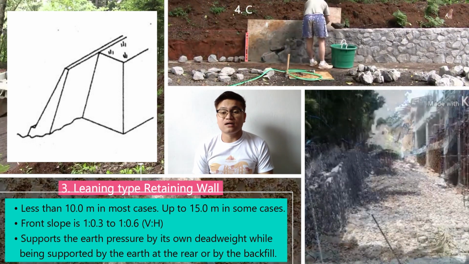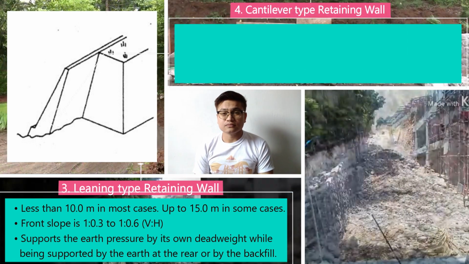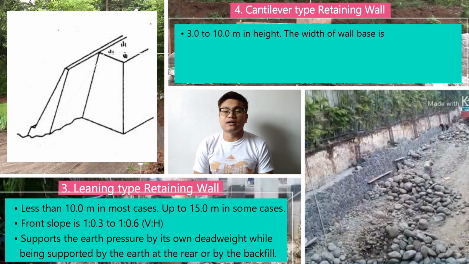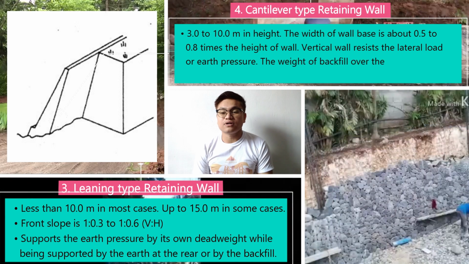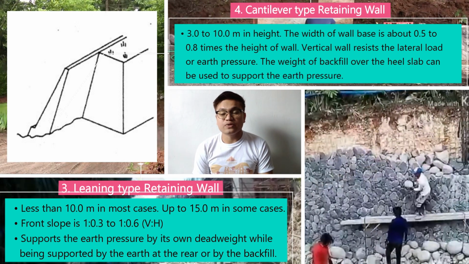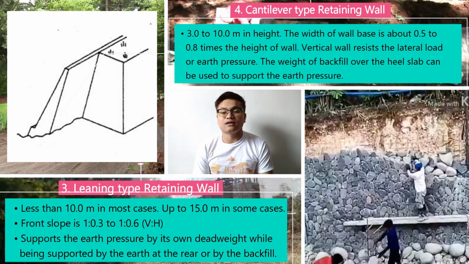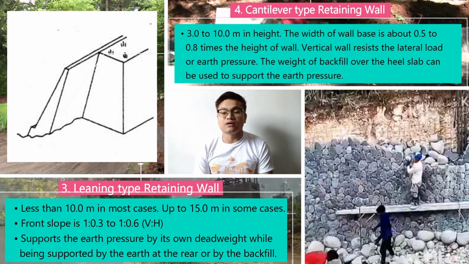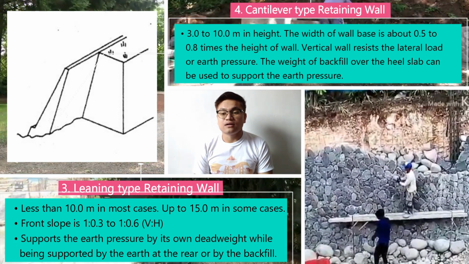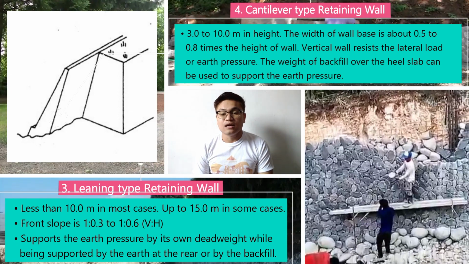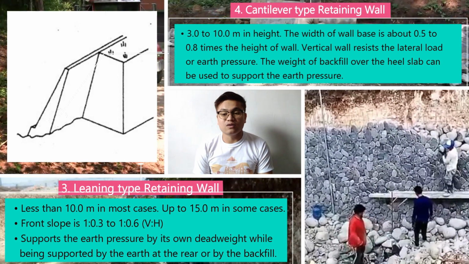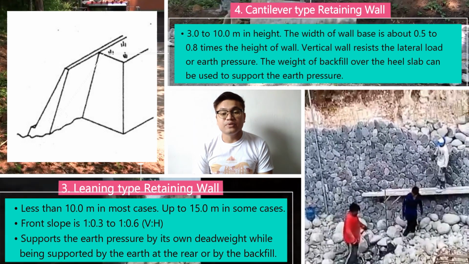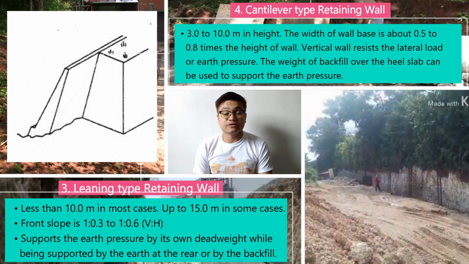Number 4 is cantilever type retaining wall. Normally the height is 3 meters up to 10 meters. The width of the wall base is about 0.5 up to 0.8 meter times the height of the wall. The vertical wall resists the lateral load or earth pressure. The weight of the backfill over the heel slab can be used to support the earth pressure.